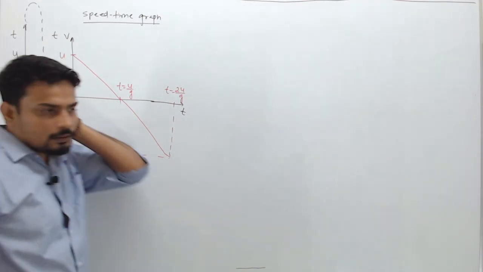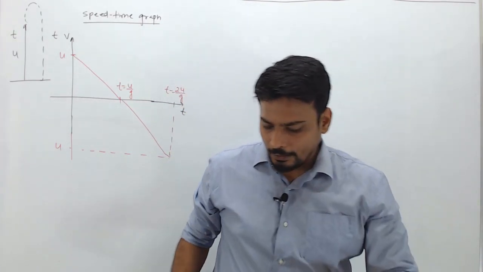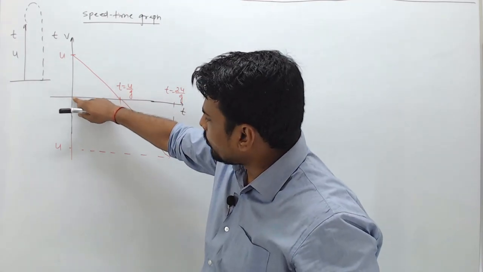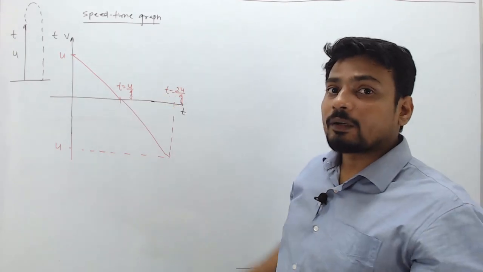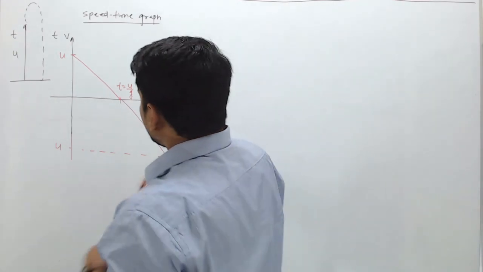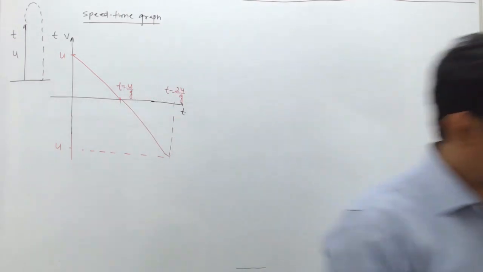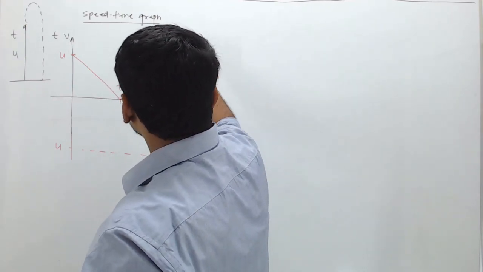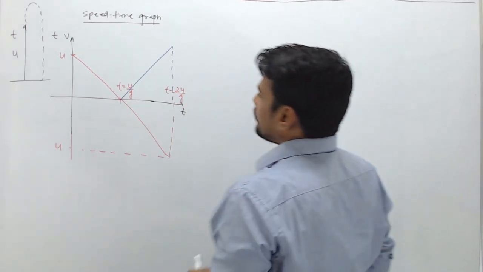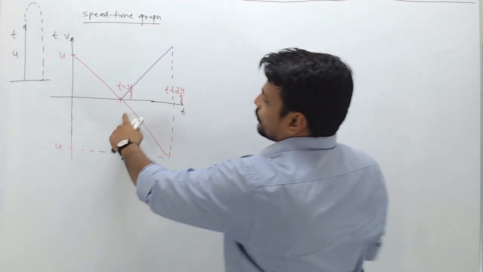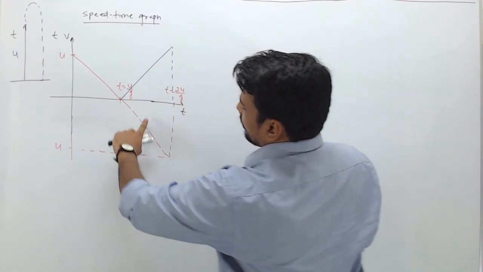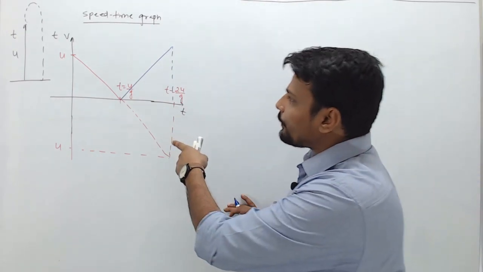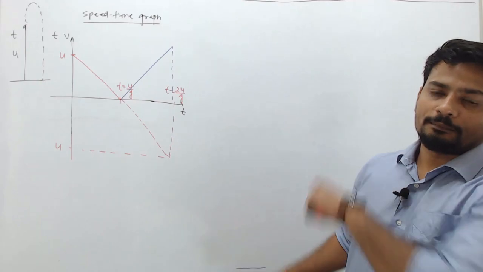Now I want to draw the speed time graph. We know that speed will never be negative. If you look at this graph, below the axis the velocity is negative, but speed cannot be negative. So what exactly do we do? We take the mirror image of this. This is going to be your speed time graph. You just take the mirror image of the negative velocity and that gives you the speed time graph. The same thing we can apply in the distance time graph also.